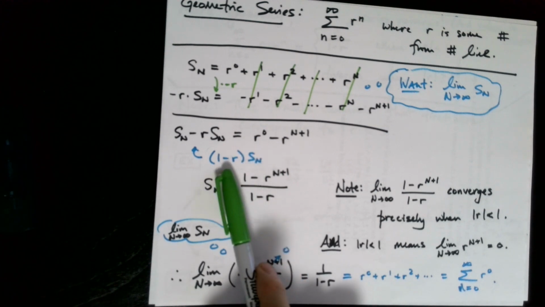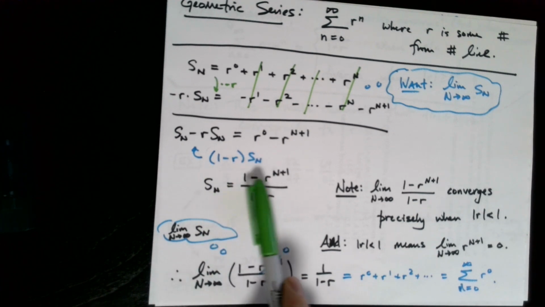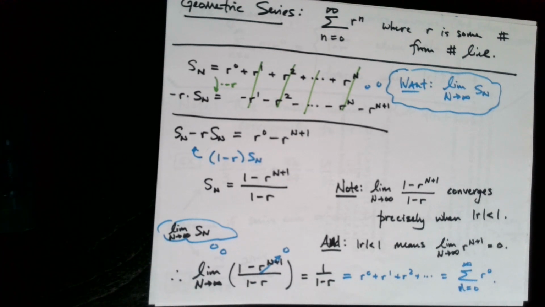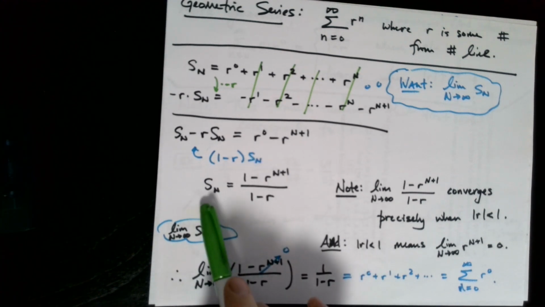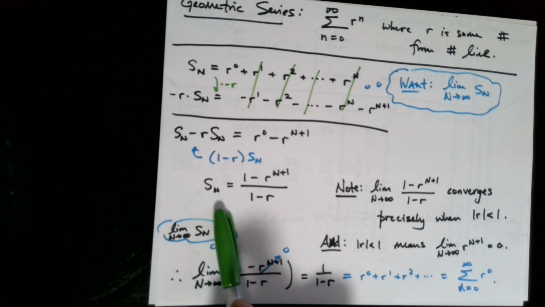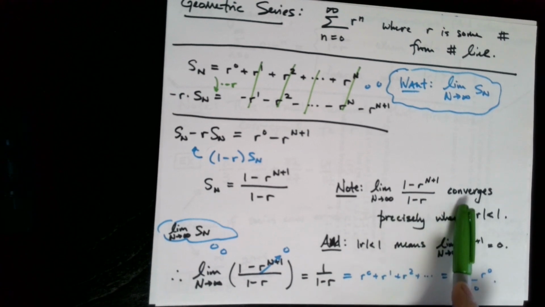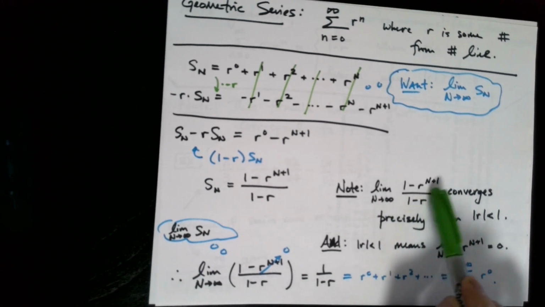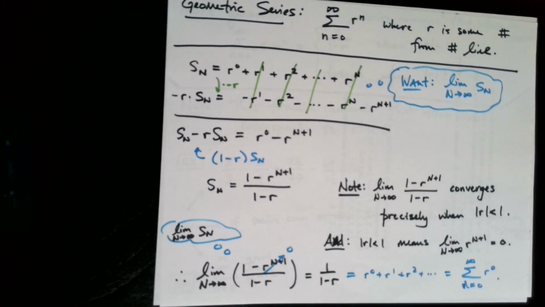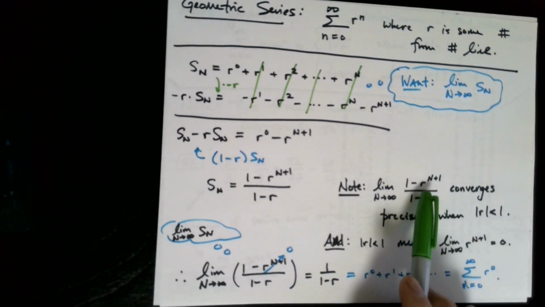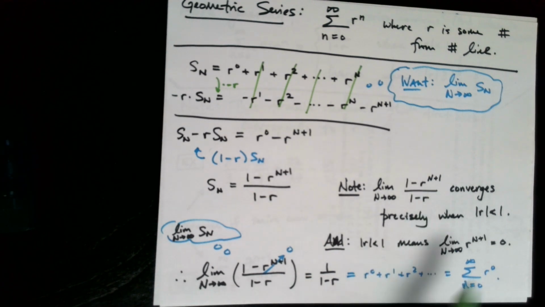But check it out. If we just divide both sides by 1 minus r, we would end up with Sn equals 1 minus r to the n plus 1 over 1 minus r. And this is now a beautiful formula for S sub n. And what's interesting about this is we actually know precisely when this limit converges. Because note, the only thing that depends on n is this r to the n plus 1 term upstairs. And that r to the n plus 1 term is going to converge as a limit precisely when the value of r is small. Well, smaller than 1 in absolute value. This is a fact that we saw from the previous section when we were looking at sequences.